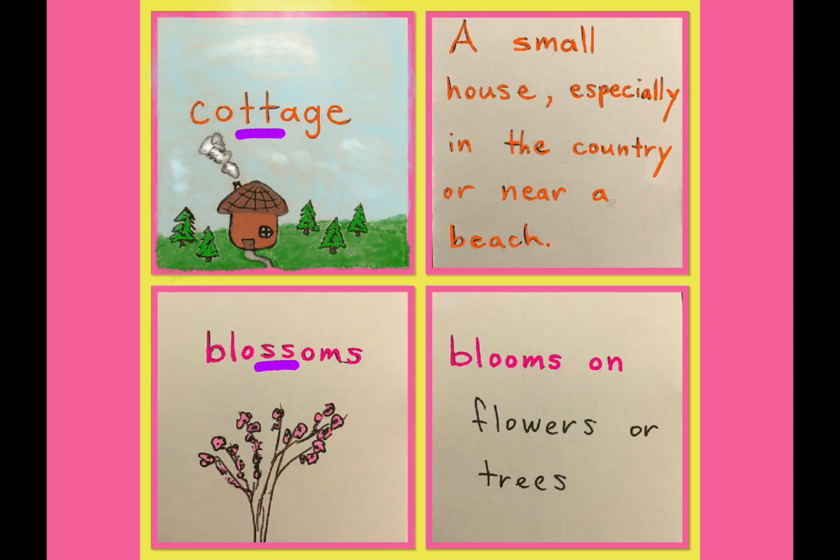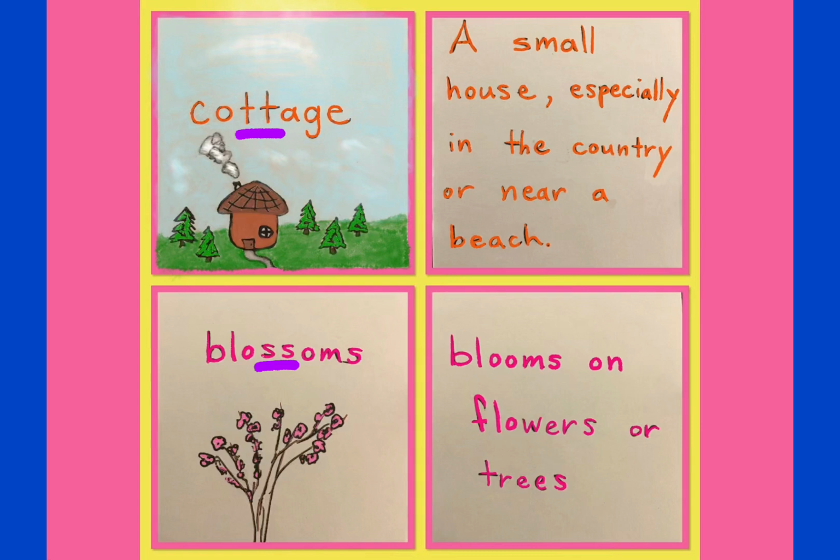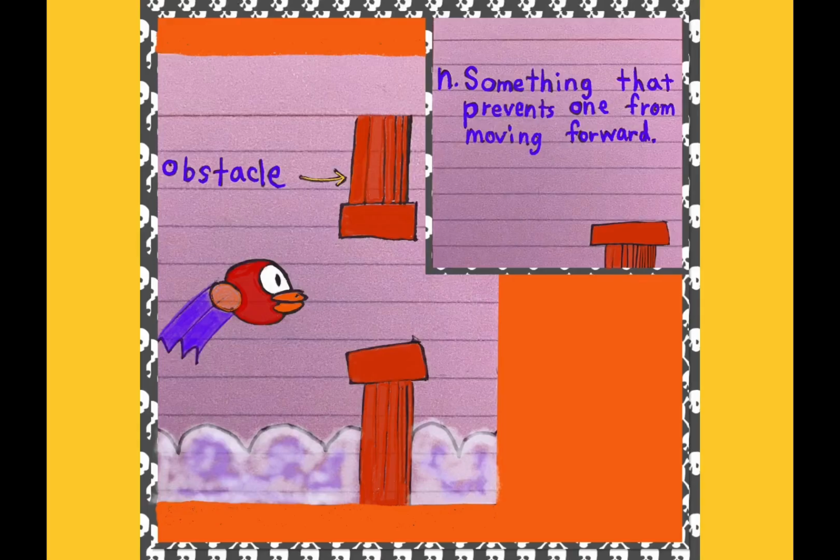Then we have the word blossoms. Blossoms are blooms on flowers or trees. Those red pillars are obstacles. An obstacle is something that prevents one from moving forward.